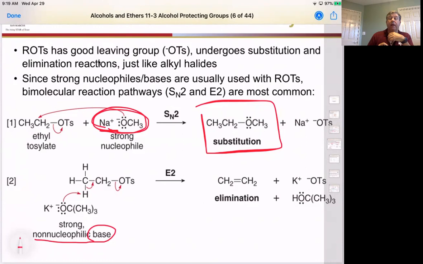So this is a good way of taking an alcohol, and we can specifically use that one alcohol to create an ether in the case of our nucleophilic substitution, or an alkene in the case of our E2 elimination.